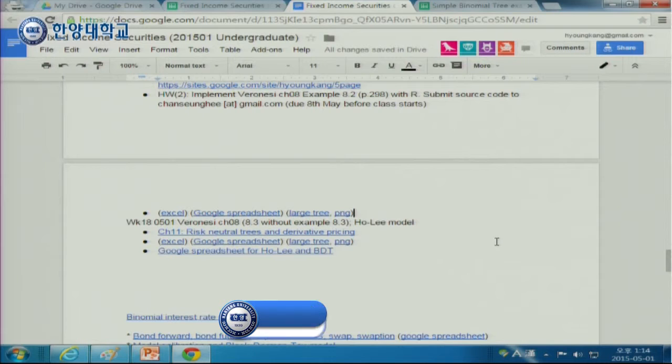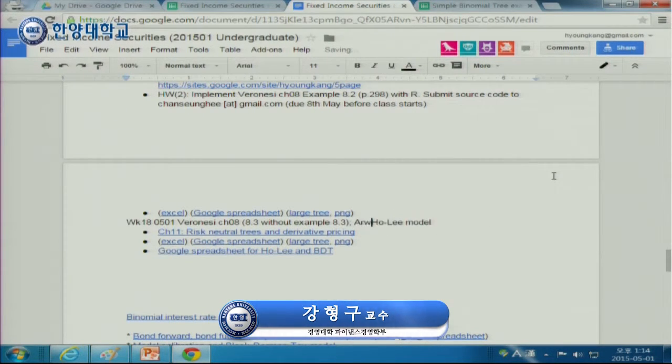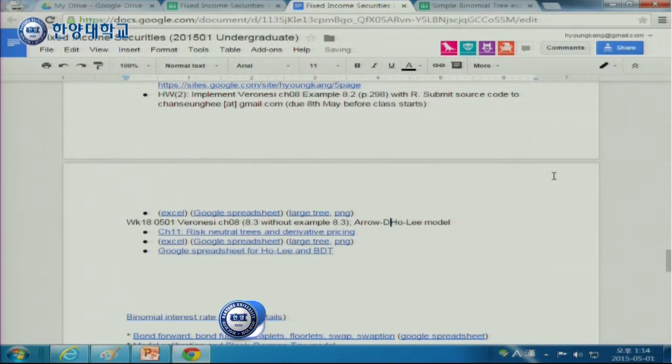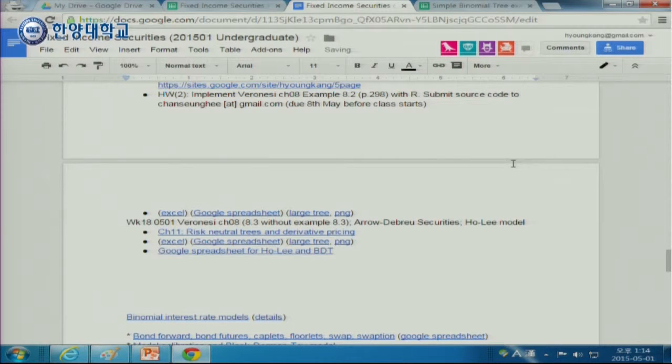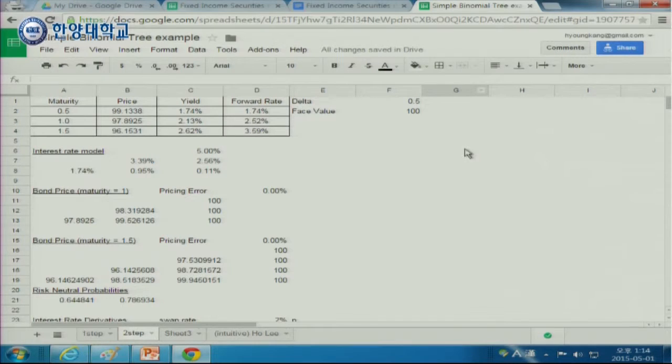Before running the Hull-White model, let's discuss Arrow-Debreu securities first. Arrow-Debreu securities are very important in finance, especially in finance theory. It means that an Arrow-Debreu security is a contract that pays $1 for a particular situation or contingency, right?